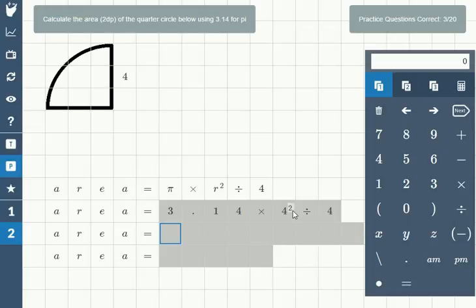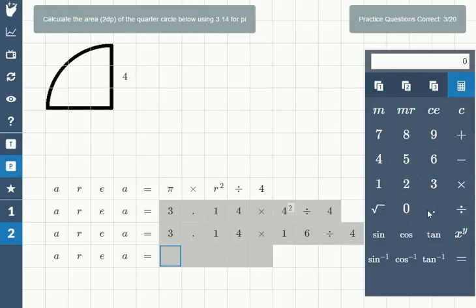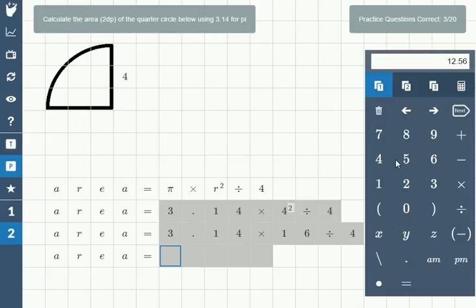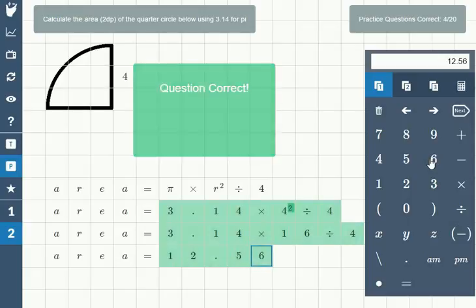except for the 4 squared, which we will convert to 16 because that's 4 times 4. So pi still stays as 3.14, and we'll multiply that by 16. So that's 4 times 4, which is 4 squared, is 16, and then divide the answer by 4. And we'll pop over to the calculator to work out the final answer. 3.14 times 16 divided by 4 equals 12.56. And if we put 12.56 into our answer boxes, that completes the question.